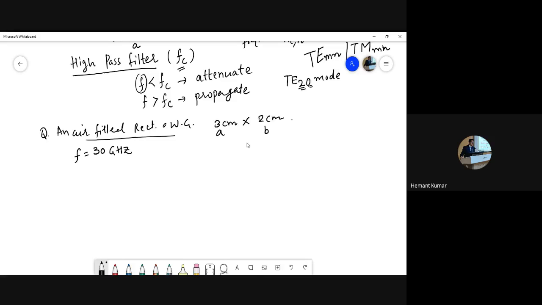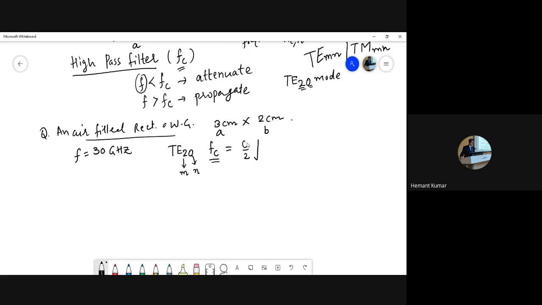Calculate the cutoff frequency for TE20 mode. So you need to calculate the cutoff frequency for TE20 mode. Simply apply the formula. For TE20 mode, m is equal to 2, n is equal to 0.